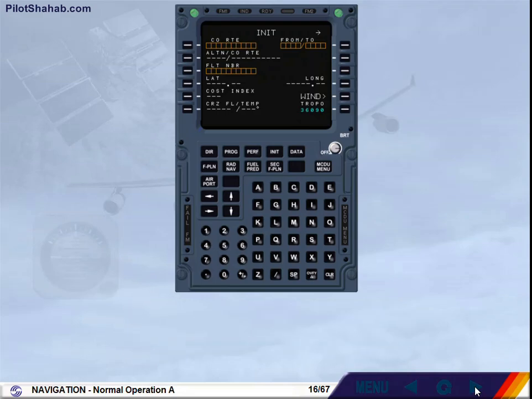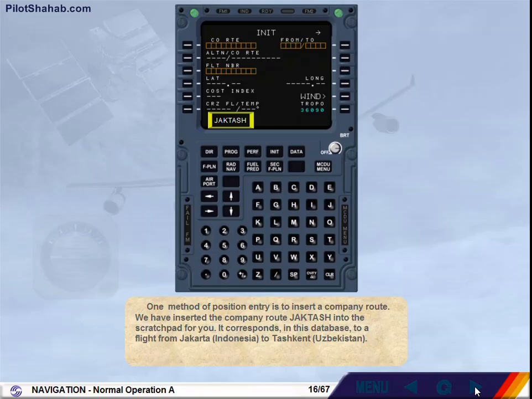One method of position entry is to insert a company route. We have inserted the company route JAK TASH into the scratchpad for you. It corresponds in this database to a flight from Jakarta, Indonesia, to Tashkent, Uzbekistan. Select this route in the company route field by selecting LSK1 left.